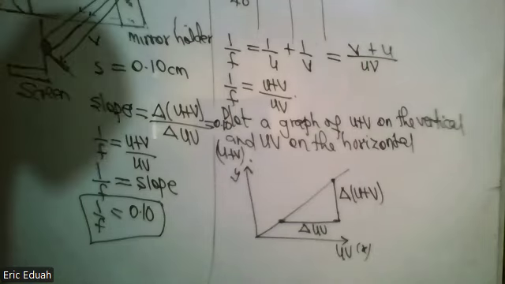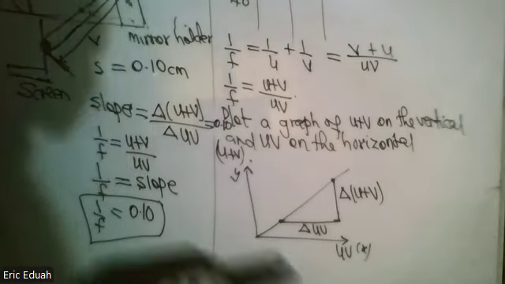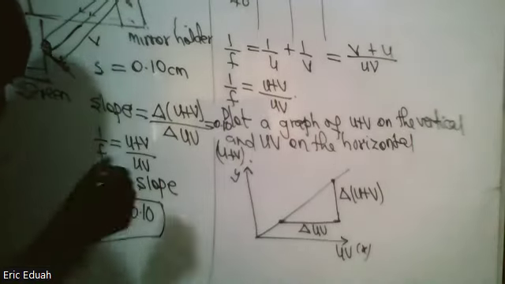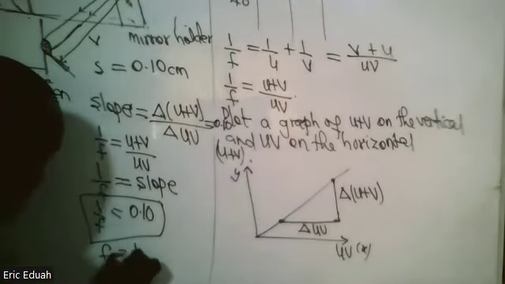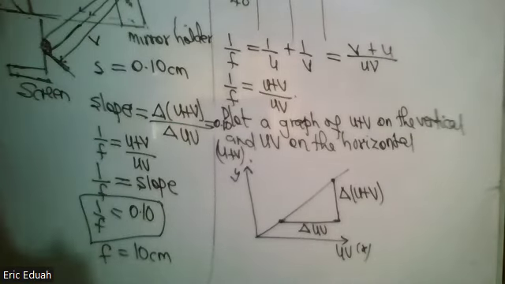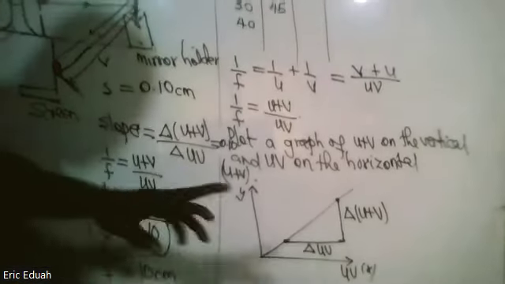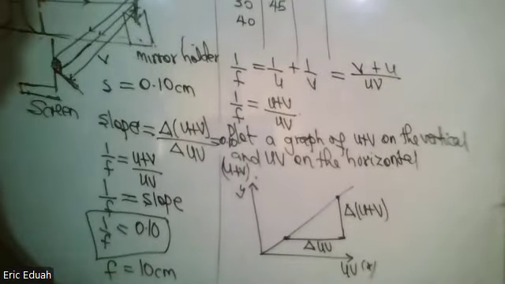F will be equal to 10. Meaning that the focal length of the mirror is 10 centimeters. So we are using the graphical method to determine the focal length of the mirror. So simple.